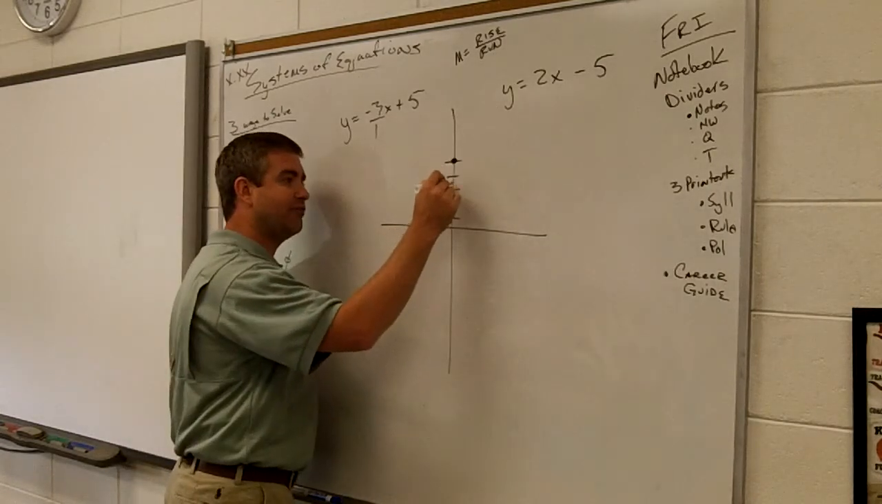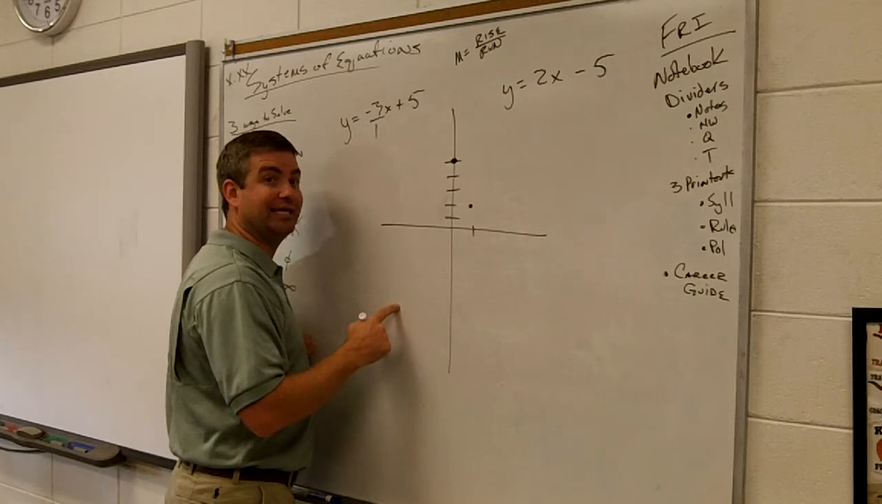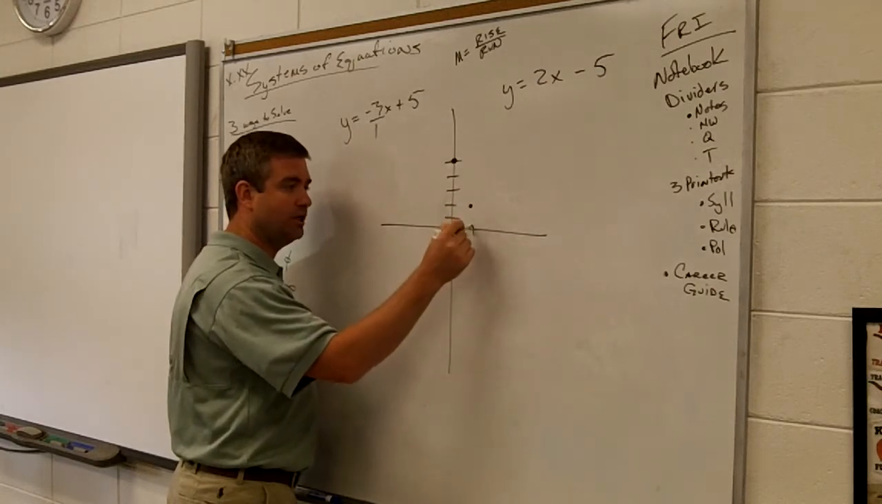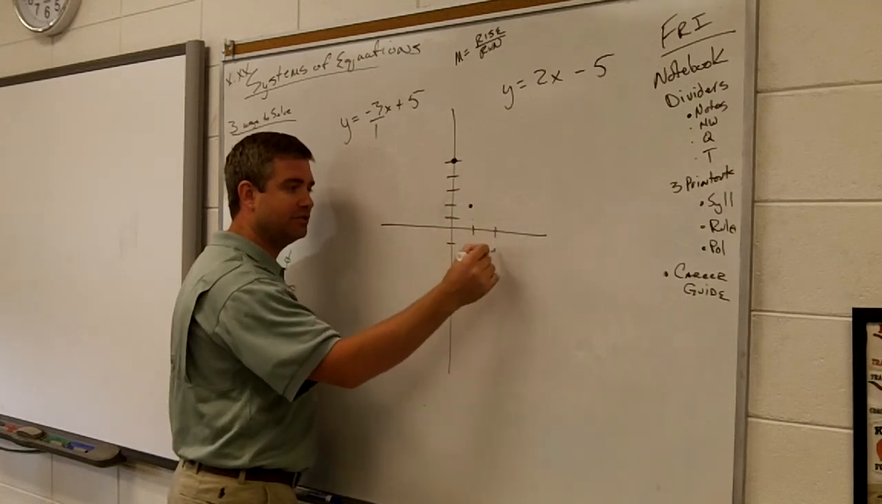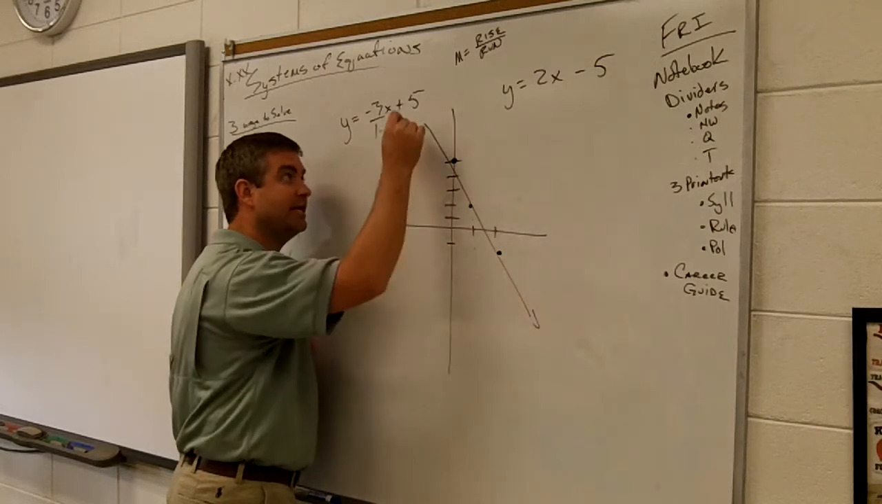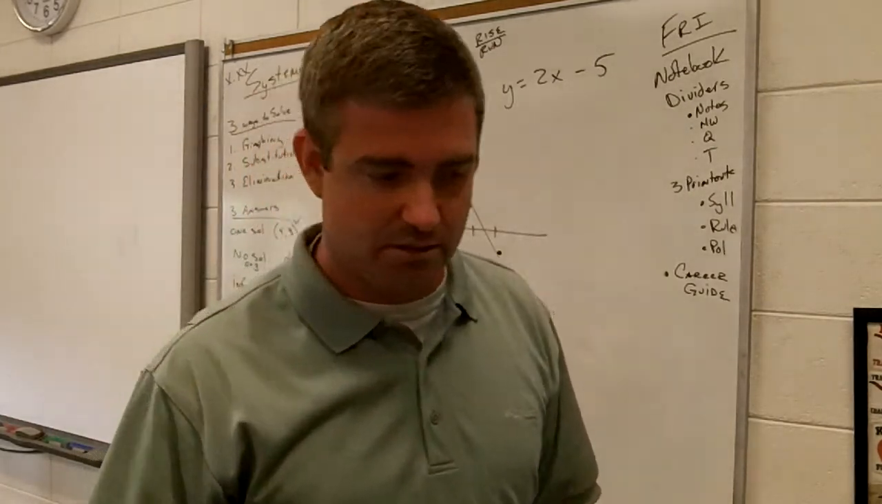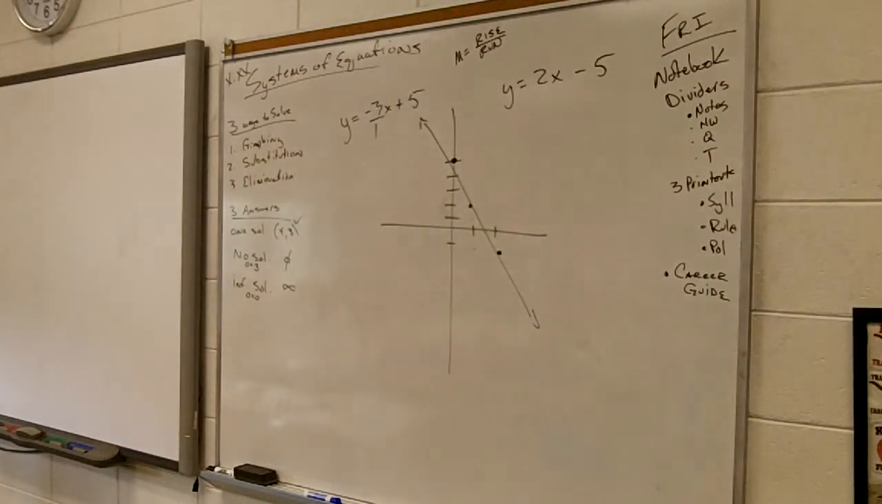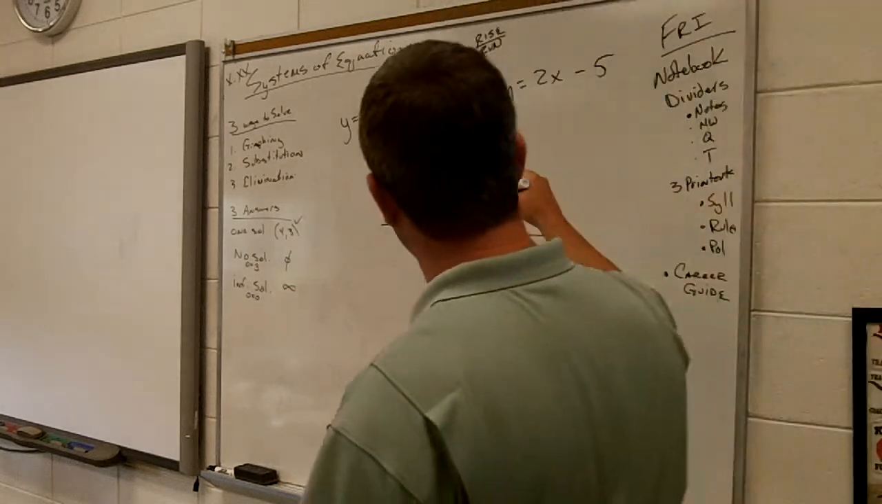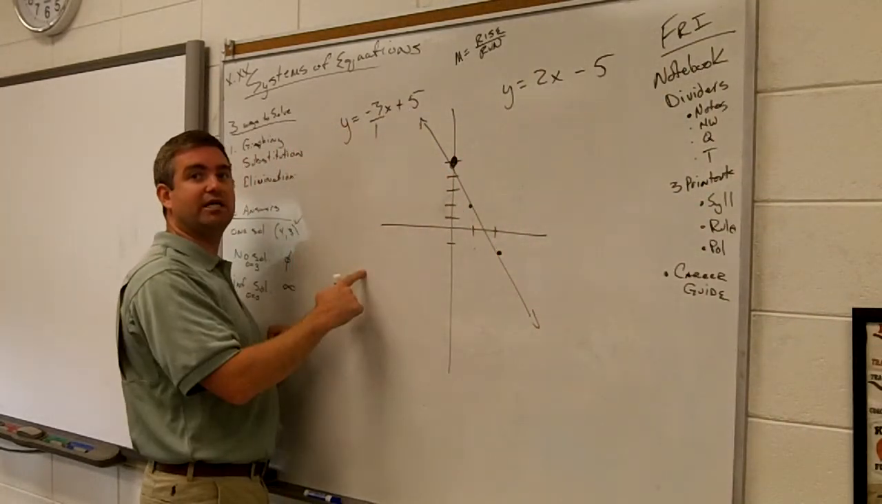So we go down 3, 1, 2, 3, and we go to the right 1. If I wanted to do it again, I would go down 1, 2, 3, and then to the right 1 again. This gives me 3 points, okay? And understand this is a hand graph. You're doing the best that you can, okay?